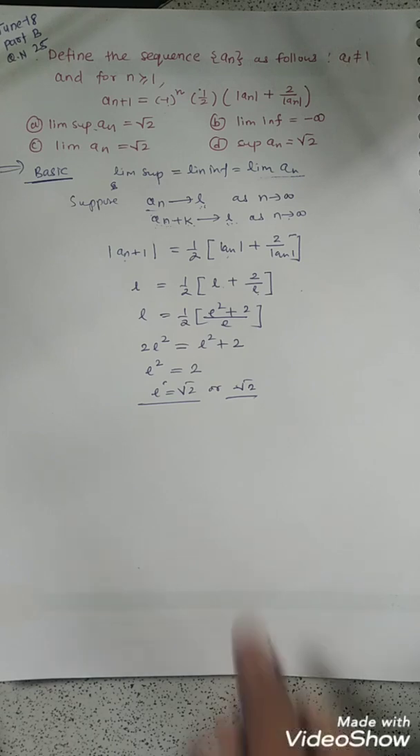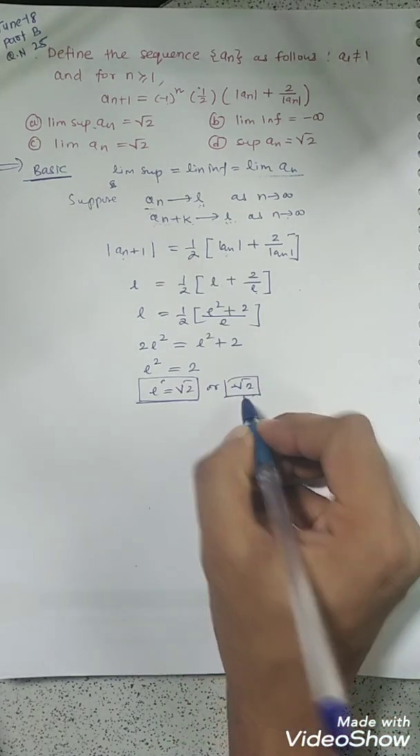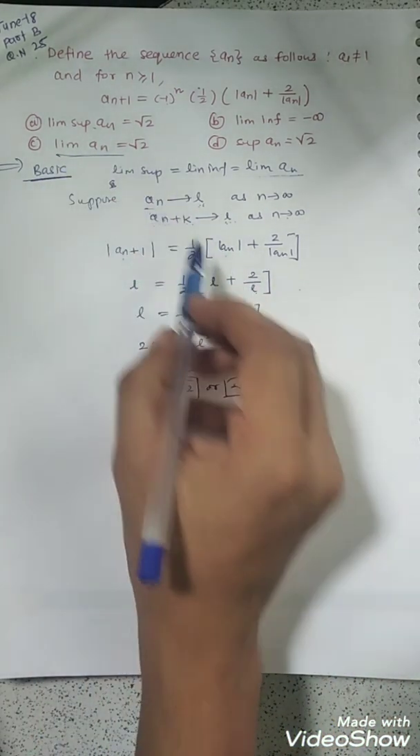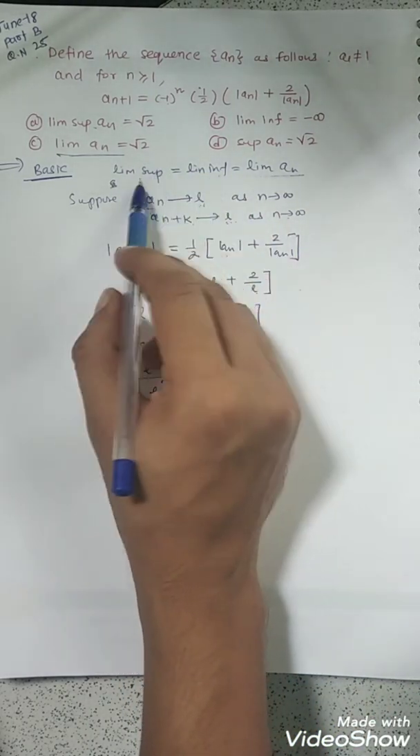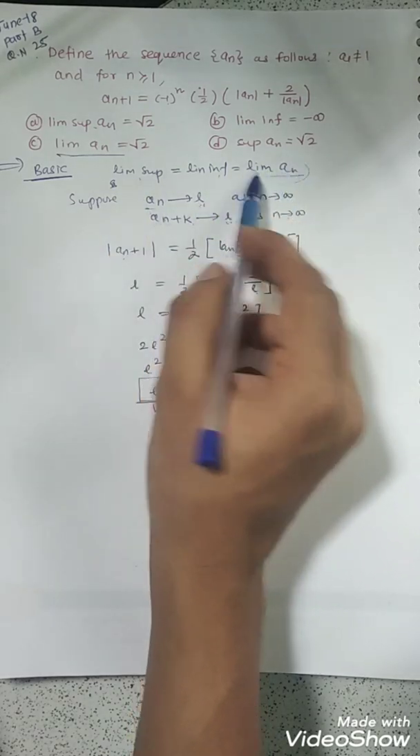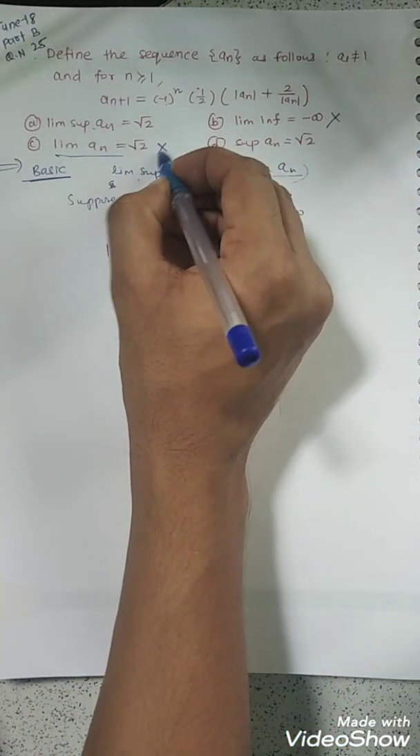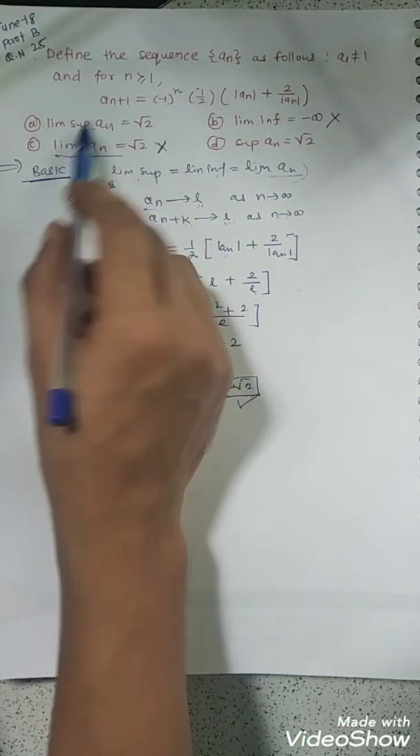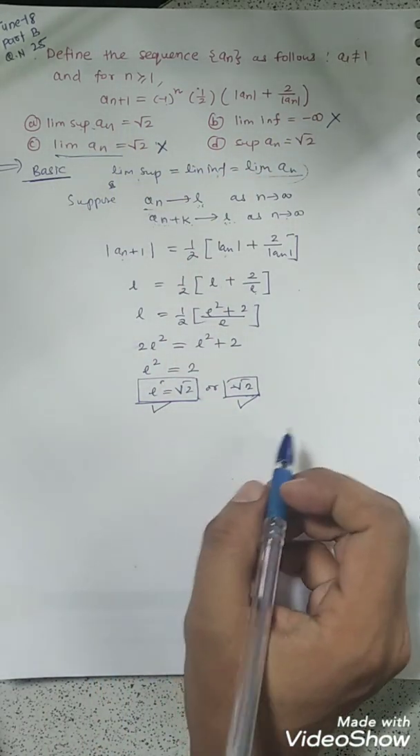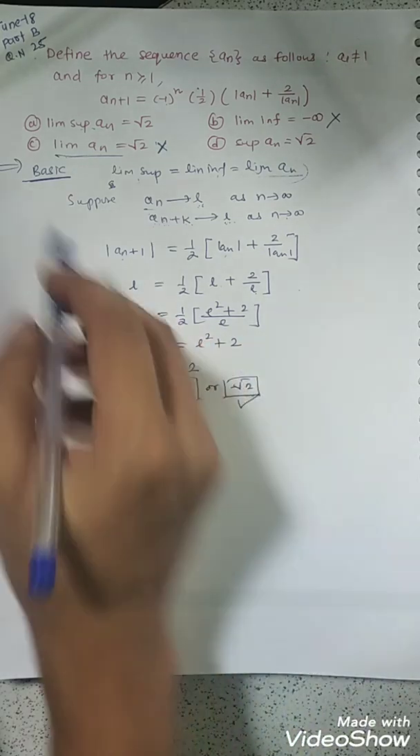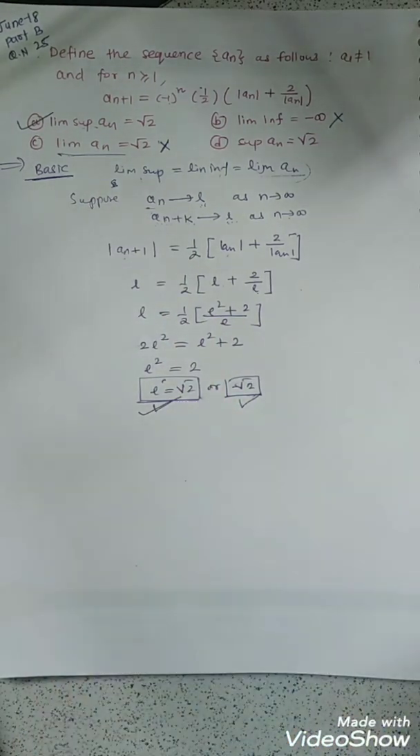So limit superior is root 2 and limit inferior is minus root 2. We are getting different limit superior and limit inferior. If at all they are the same, then we can write the common limit as limit an. So obviously this is going to be discarded, this cannot be true because we are getting limit superior and inferior different. So limit an cannot be some common value. Which option will be correct? Obviously the first one. Limit supremum is root 2.